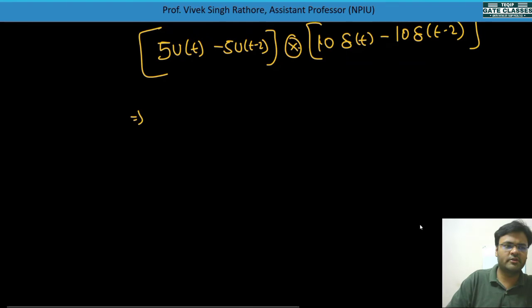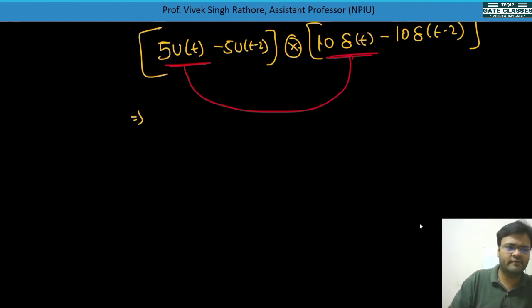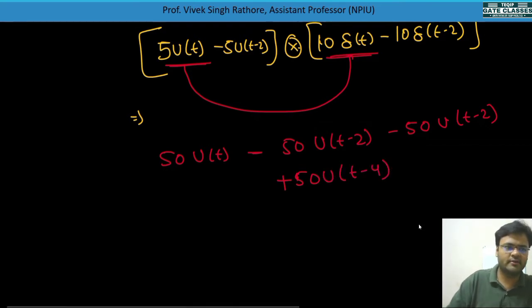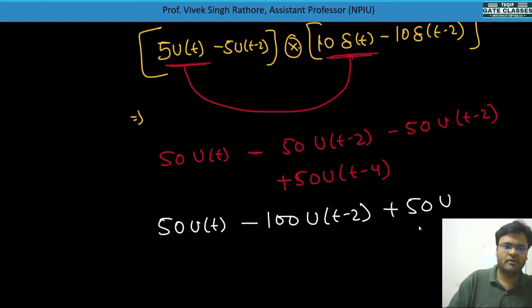I told you the property that whatever signal is there, if you are convolving with this 10 delta t, it will act as your identity signal. So 5 tens are 50 ut will be there, and then 5 tens are 50 ut minus 2 will be there, as I have told you earlier. Here you'll see minus 50 ut minus 2 will be there, and you'll get minus 50 ut minus 4. So you'll get your output as 50 ut minus 100 ut minus 2 and plus 50 ut minus 4.